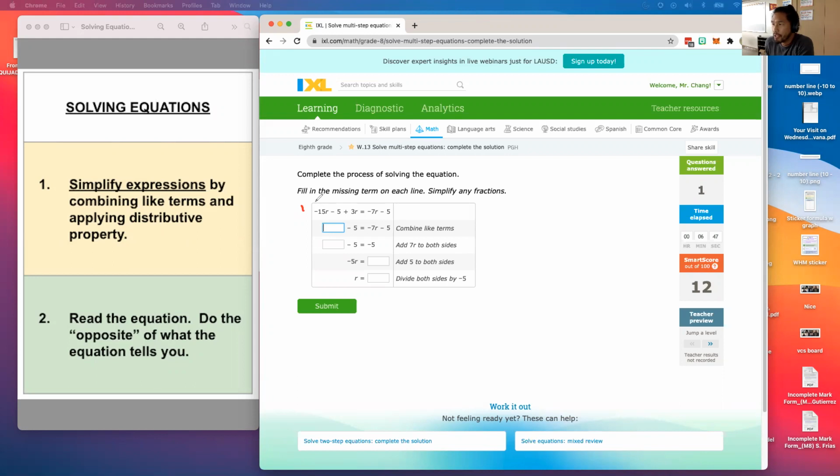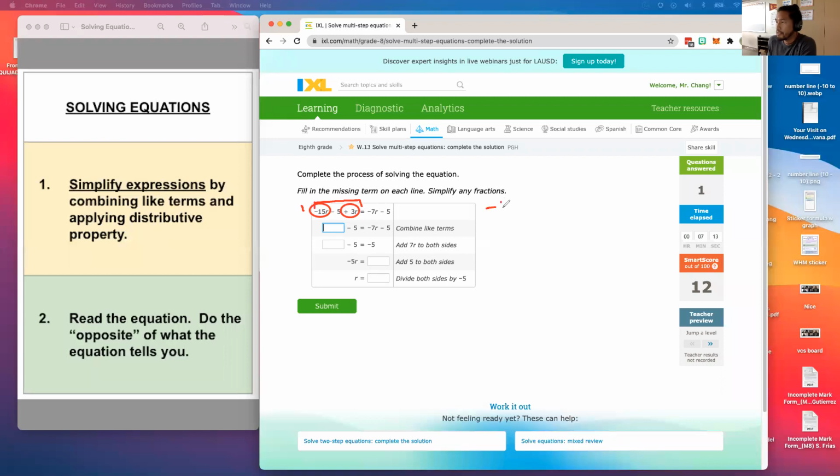And the first thing we're going to do is look at the left side, the expression, and we see 2 r's that we can combine. And I will highlight this for you. I will just draw a circle around them both. And you can see, you can take this negative 15r plus 3r.